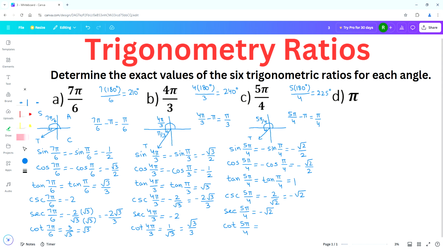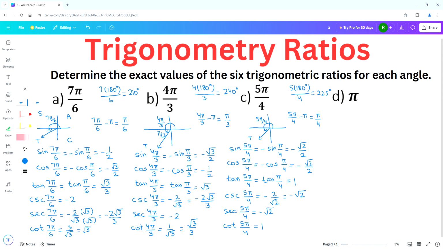Cotangent is the reciprocal ratio for tan. For tan, we got the answer 1. So the answer for cotangent will be 1 over 1, which is equal to 1. This should be the final answer for part C. Now we can answer part D.